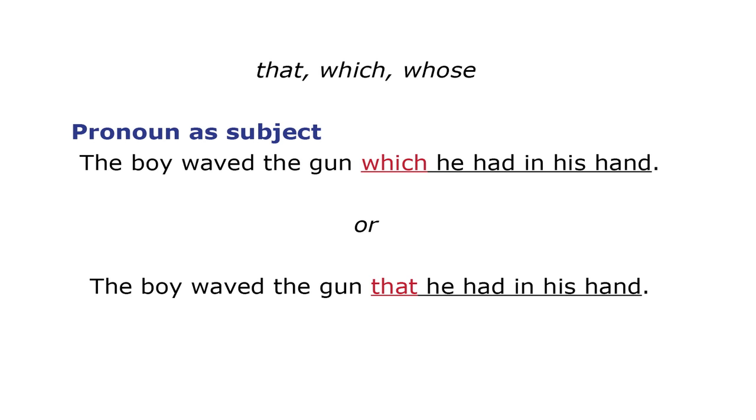Here are some examples that do not refer to persons. Use that, which, and whose. The boy waved the gun which he had in his hand. Which is the subject in the adjective clause. It refers to gun in the main clause. You can also use the relative pronoun that here. The boy waved the gun that he had in his hand.